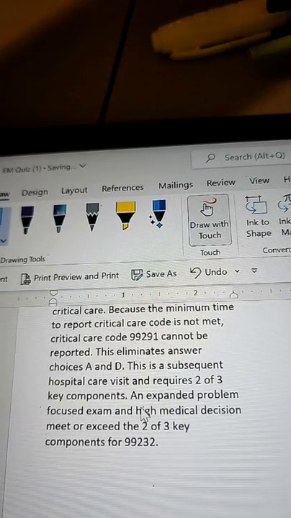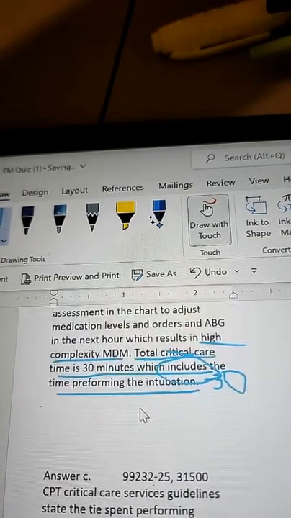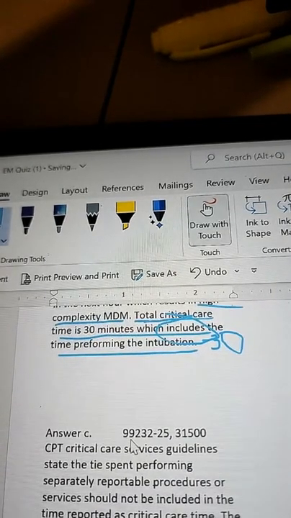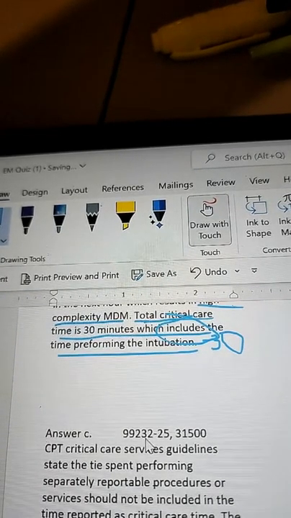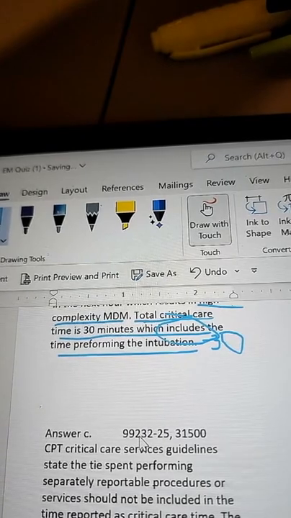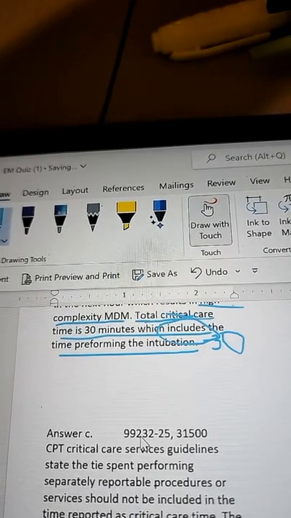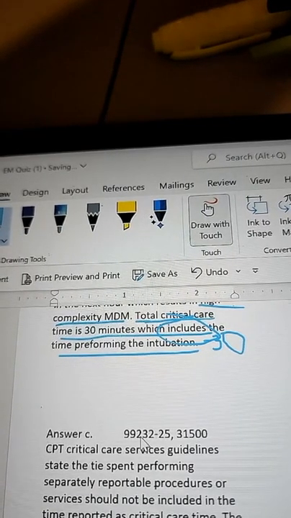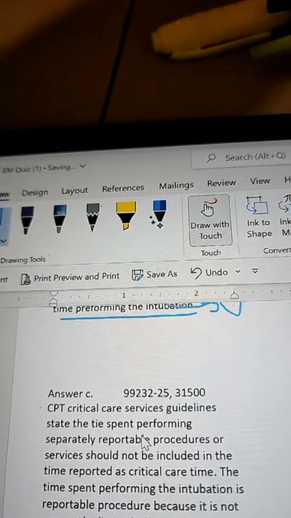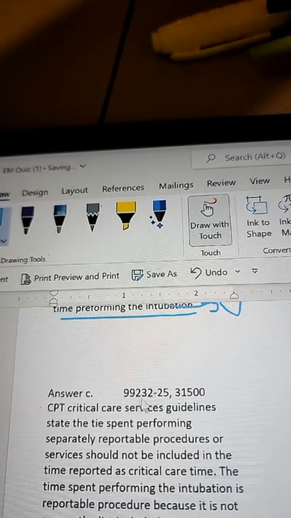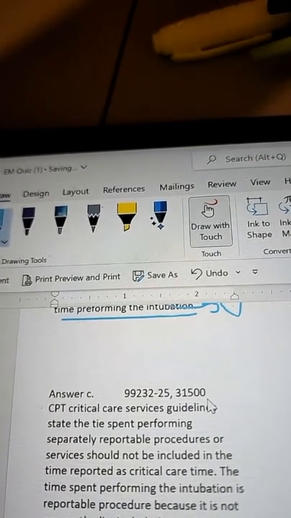So what I like to do is just write these types of examples in the book. So I would go to 99232, which I don't have in my notes. I would have to update these. And I would write ICU critical care, 30 minutes including intubation equals 99232-25, comma, 31500, and add it there.